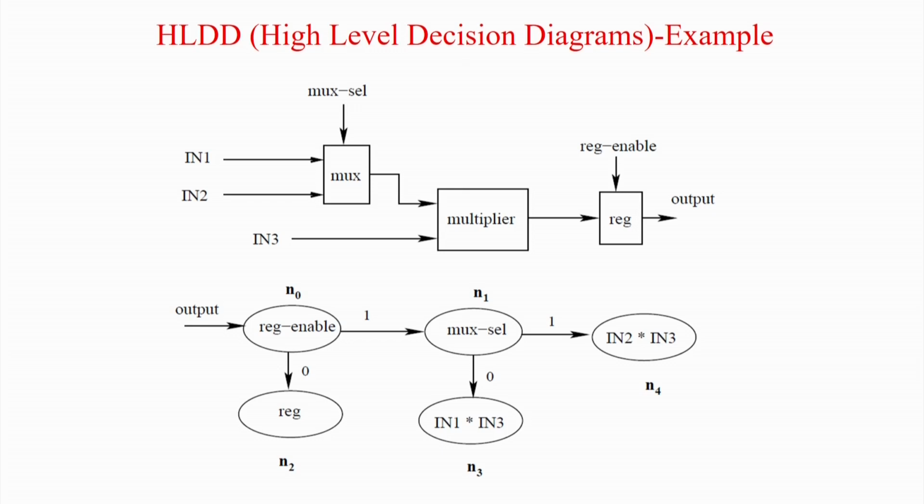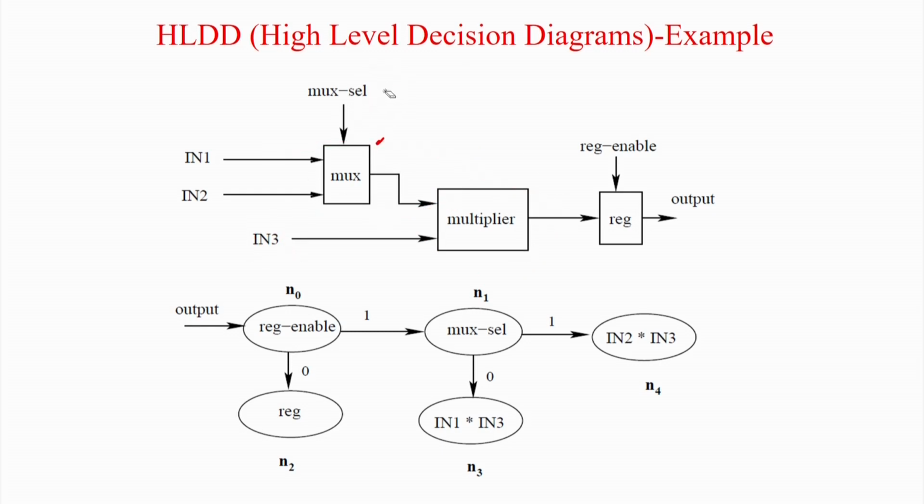Finally, before we close down with the decision diagrams, the example. This is a simple multiplexer circuit. There is a multiplier over here. It will multiply in 3 with either in 1 or in 2, because there is a multiplexer over here. The multiplexer tells whether in 1 or in 2 will go. If selection is equal to 0, then in 1 will come and be multiplied with in 3, and if it is equal to 1, then in 2 will come, and you are going to get the multiplication answer.